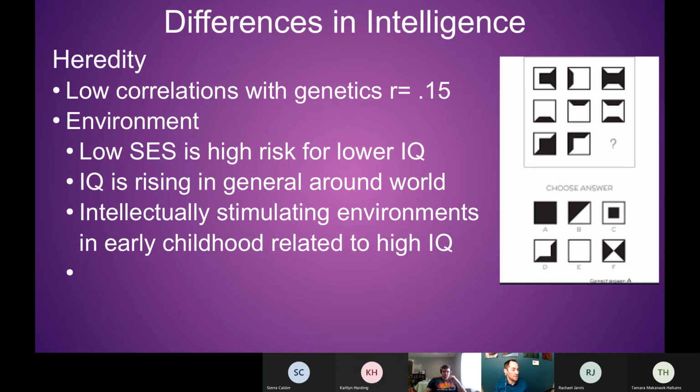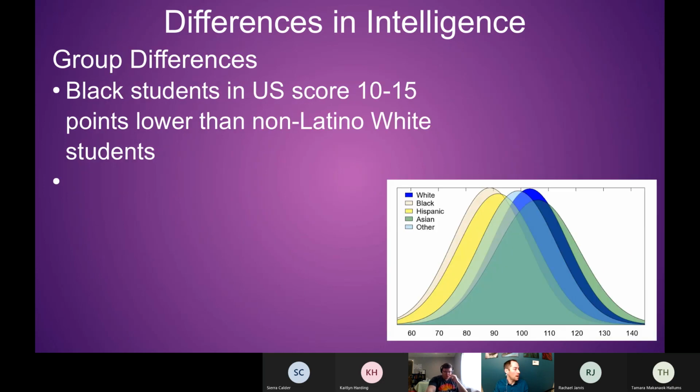Intellectually stimulating environments in early childhood are really highly related to high IQ. So the more opportunities, the more engagement, the more chances a child has to engage with different things, the higher their IQ will be, because they will have that chance to pursue those interests. And this is relevant into adolescence as well.